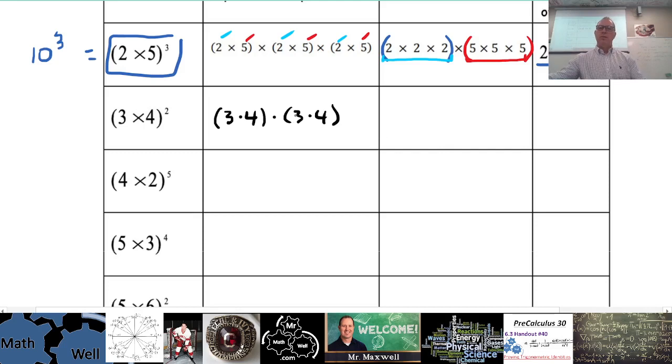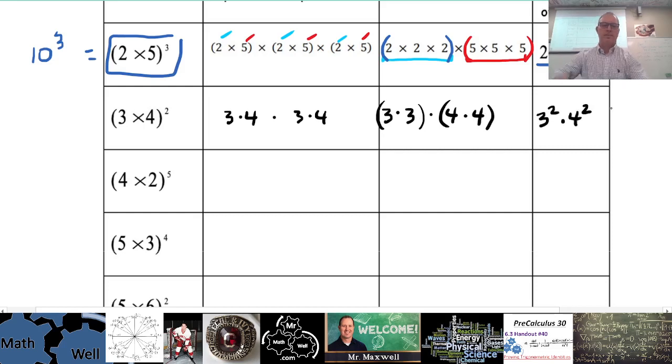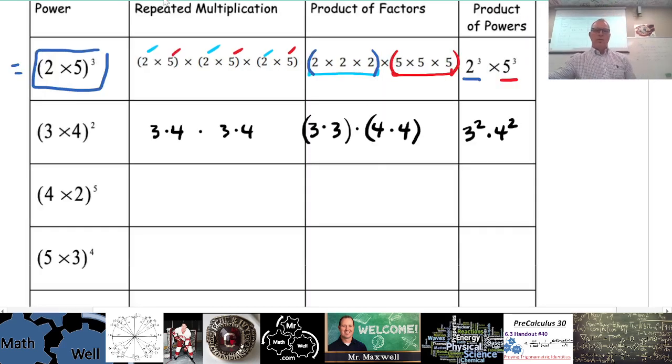Okay. Now, because these are all factors, these brackets can actually be removed, and this is just a straight multiplication of 4 things. And I can rearrange those any way I want. So 3 times 3 times 4 times 4. And now if we look at this grouping like this, that's actually 3 squared times 4 squared. All right, so we've got 2 things to look at here. 2 times 5 all cubed is the same as 2 cubed times 5 cubed. 3 times 4 all squared is the same as 3 squared times 4 squared. So you may be picking up a pattern here.